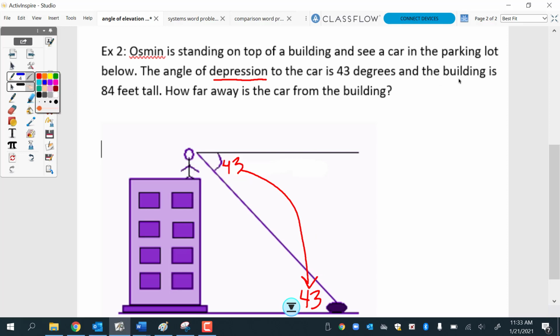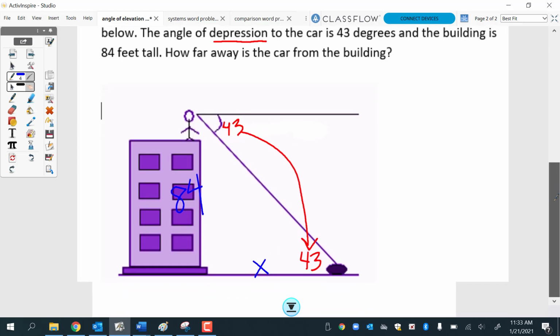What else did they tell me? They told me the building is 84 feet tall. So on the building, that's 84. How far away is the car from the building? That's X. So we measure how far away it is on the ground, so that's going to be X. Now the triangle that I am looking at is this triangle right here. That's why I put 43 down there, because this 43 on the outside does not help me with this triangle. That's why we put it still down on the inside. And now we solve, same as always.